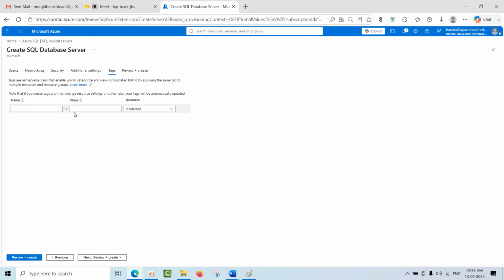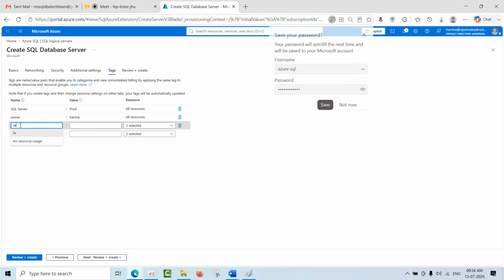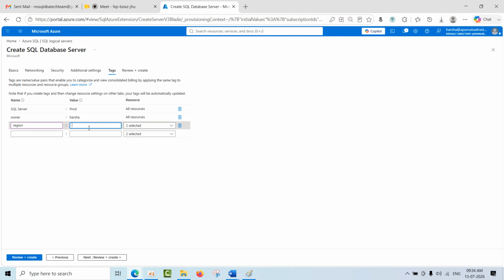So coming to tags. Tags mean what? To differentiate the billing. For example, this SQL Server is a prod. SQL Server type, what is the value? Prod. And who is the owner? Harsha. For example, if you want to make any changes, whom do I need to take approval from? Owner approval, yes or no? So like this, we have to provide the tags depending upon the company's rules: project, owner, region, East US, something, whatever tags they would like. Provide, next. I'm deleting this one.